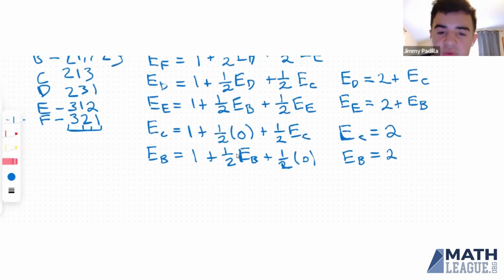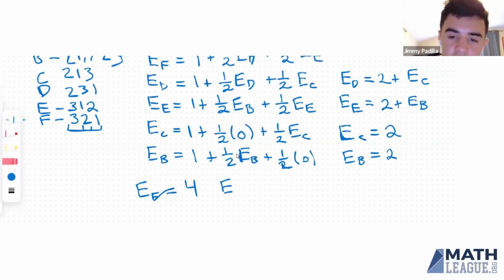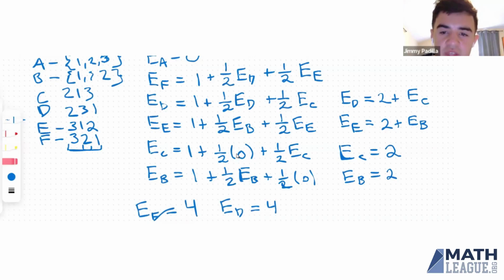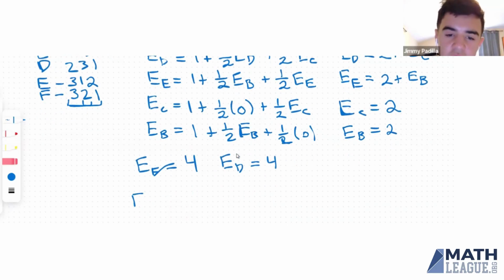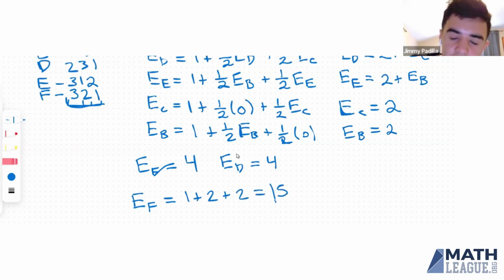So now that we have these, we can figure out E of E and E of D. Those are just 4. E of E equals 4, E of D equals 4. And finally, for E of F, it's 1 plus 2 plus 2. So the expected number of seconds our algorithm would take to sort from the state 3, 2, 1 is 1 plus 2 plus 2, which is equal to 5.